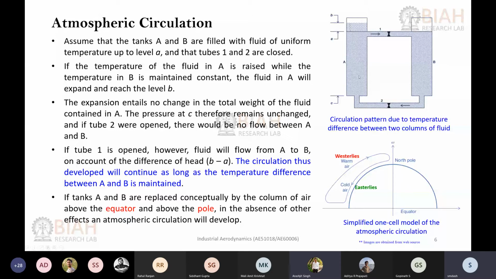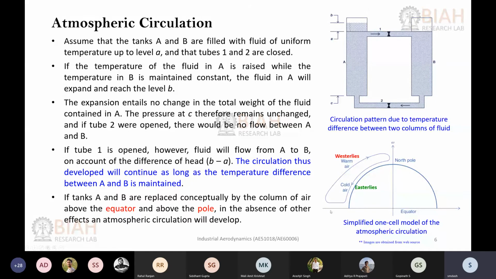So that is a very simplified experimental model which can explain the atmospheric circulation, and this was proposed by Professor Humphrey in the 1940s. Of course there are various limitations to this experimental setup, but it is quite simplified. With this explanation, if I say there is a higher temperature at the equator and a lower temperature at the pole, let's say I replace tank A with the equator and tank B with the pole, what will happen?